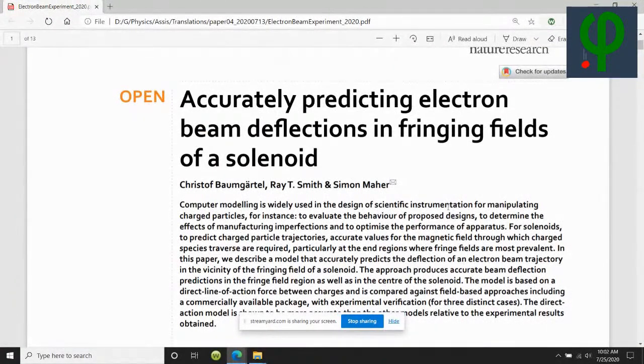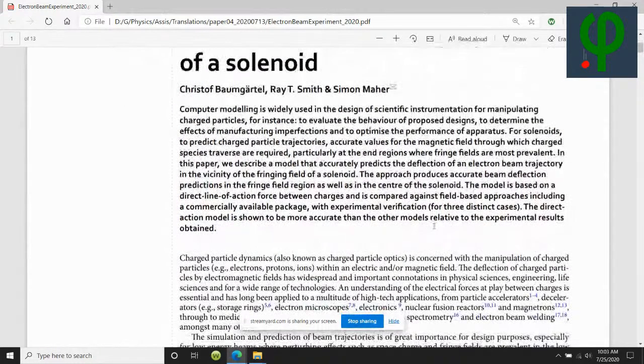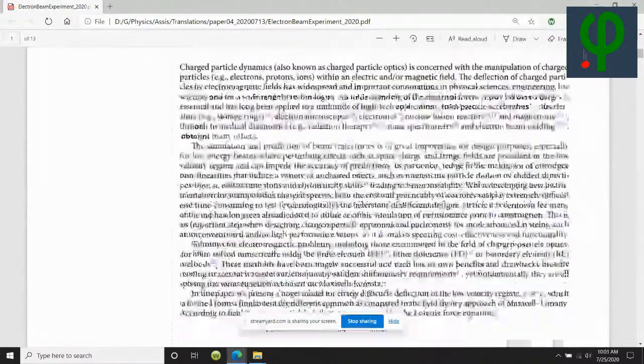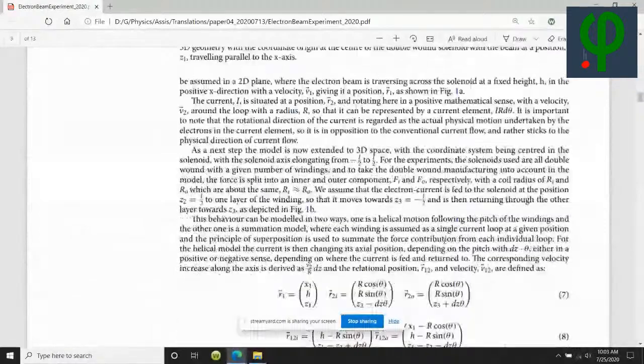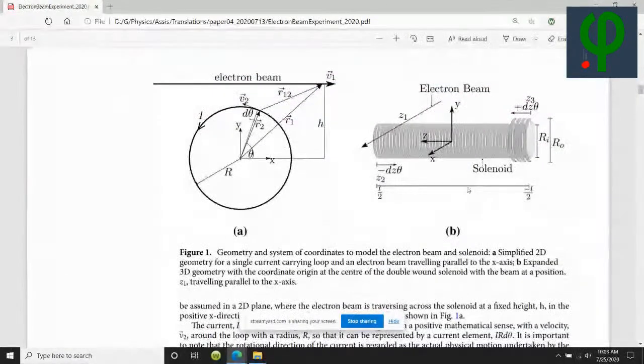So this paper, accurately predicting electron beam deflections in fringing fields of a solenoid. What this research group out of Liverpool, I believe, did was to look at three different models for predicting the behavior of an electron beam as it passes by a solenoid. I can show you the setup here. Here's a solenoid over on the right, and what they have is an electron beam passing by the solenoid.